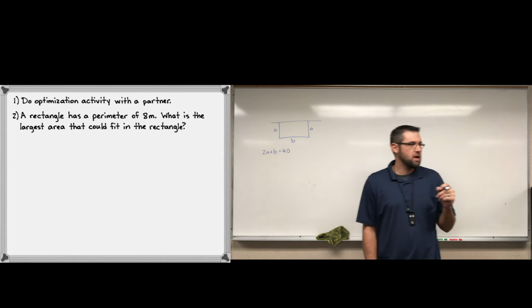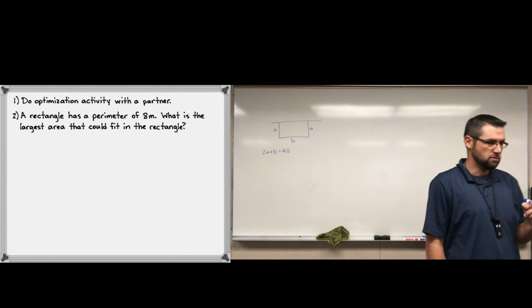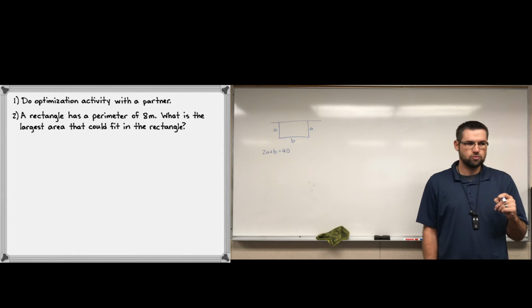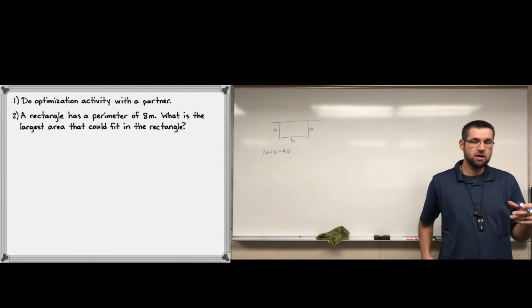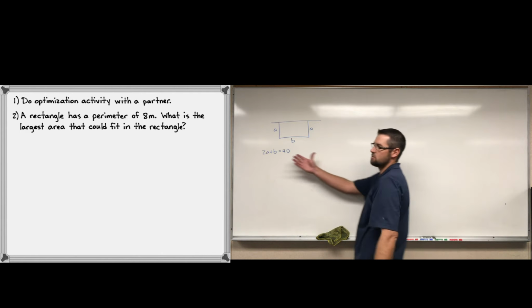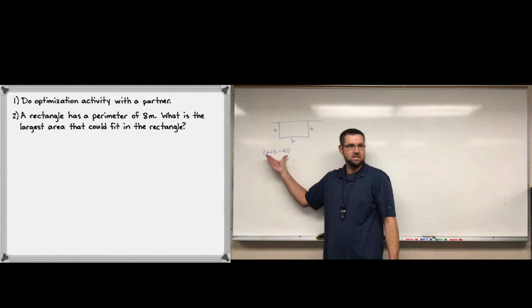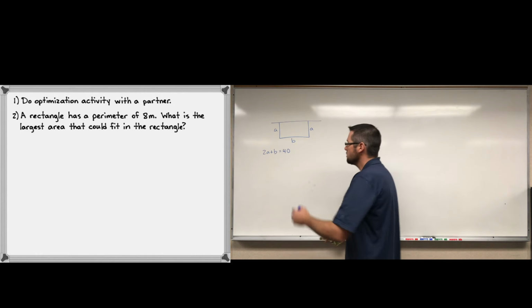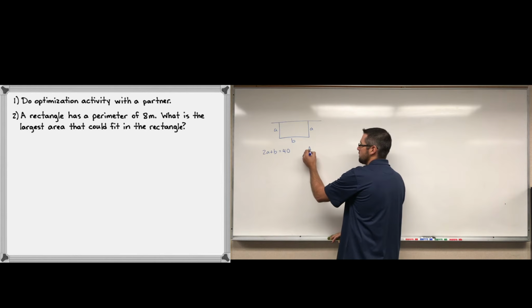But what is it we were trying to find the maximum of? The area. We were trying to find the biggest possible area that we can find, right? So this doesn't really matter. I mean, it will, but we weren't trying to optimize this. We were trying to optimize area. So what's the equation for area of a rectangle?